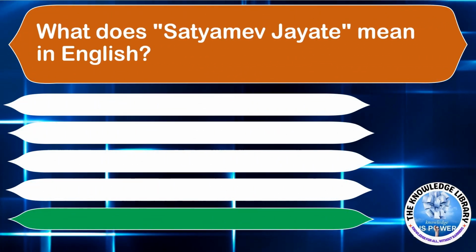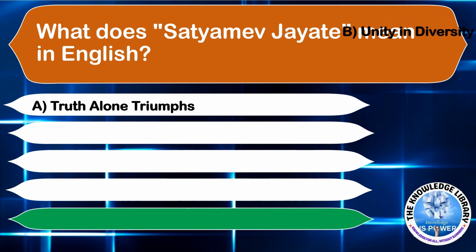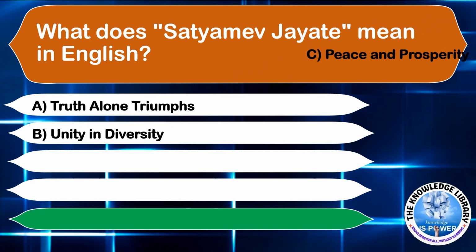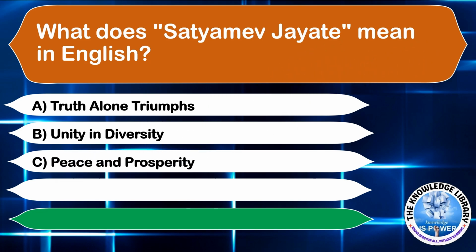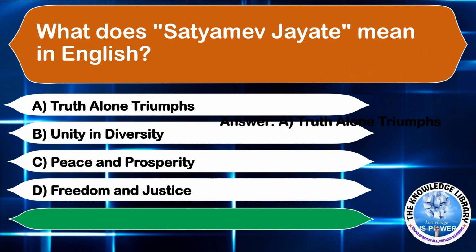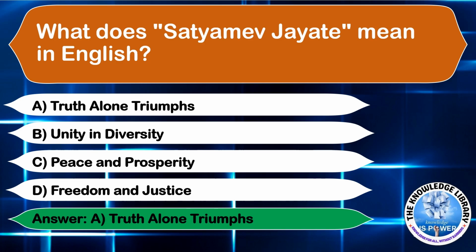What does Satyamev Jayate mean in English? Option A, Truth alone triumphs. Option B, Unity in diversity. Option C, Peace and prosperity. Option D, Freedom and justice. The correct answer is option A, Truth alone triumphs. Move to the next question.